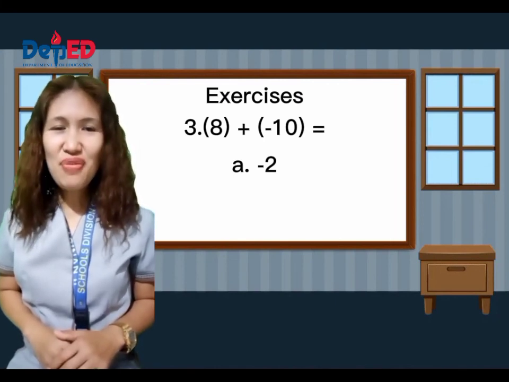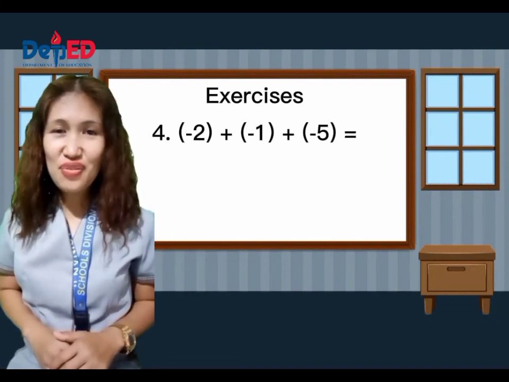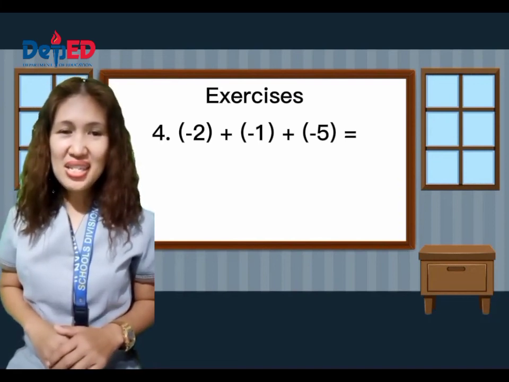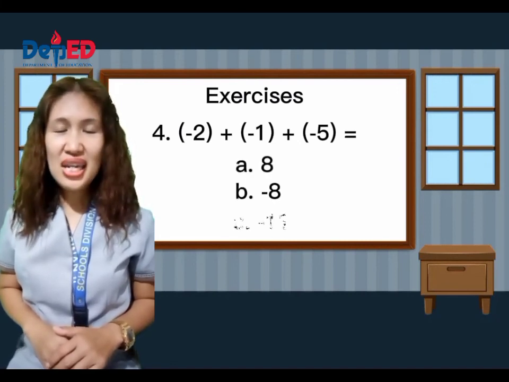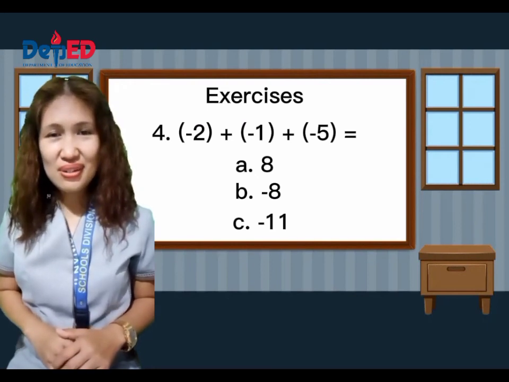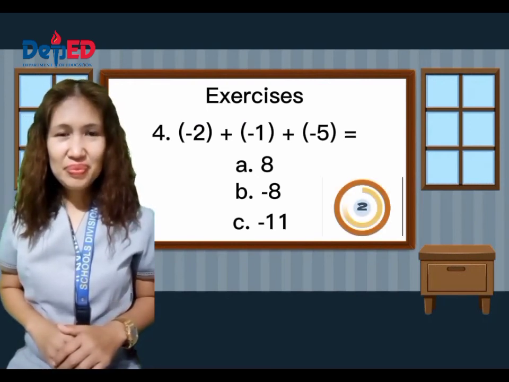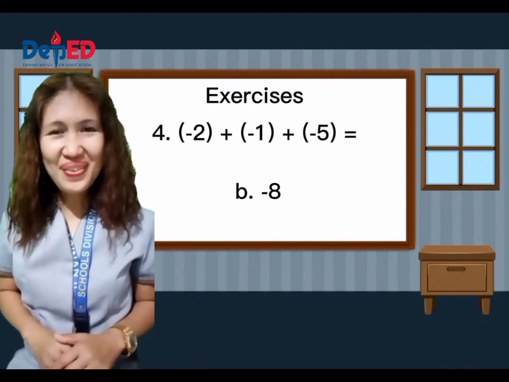And we have number 4. Negative 2 plus negative 1 plus negative 5. What is the sum? A, 8, B, negative 8, or C, negative 11? What is the answer? It's negative 8. You are correct.